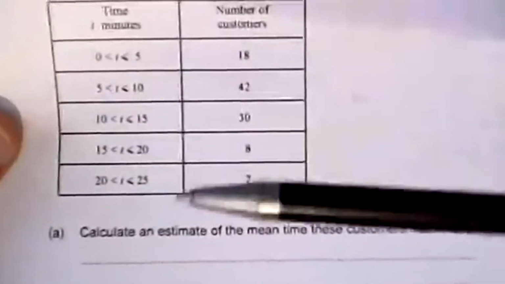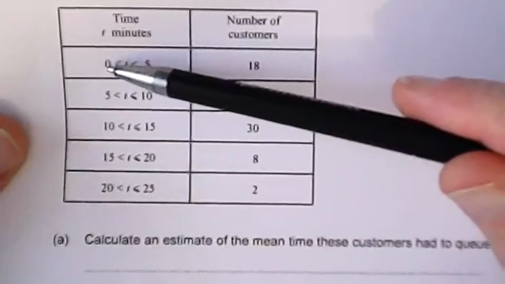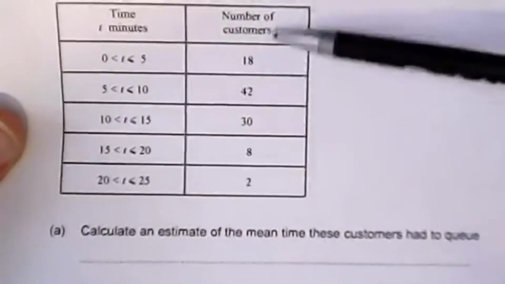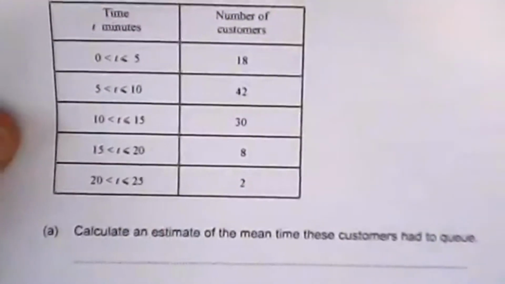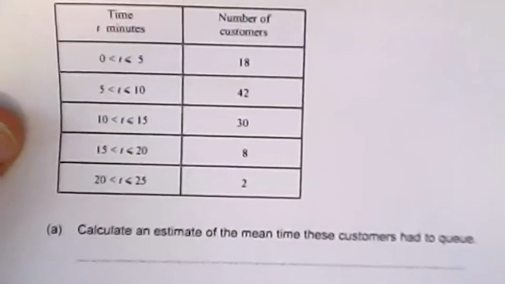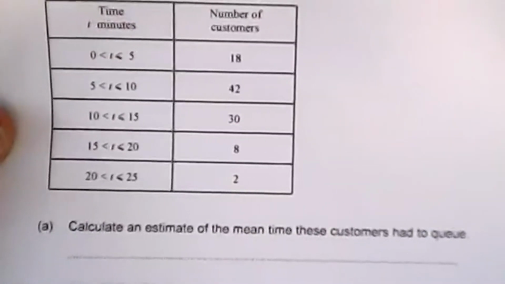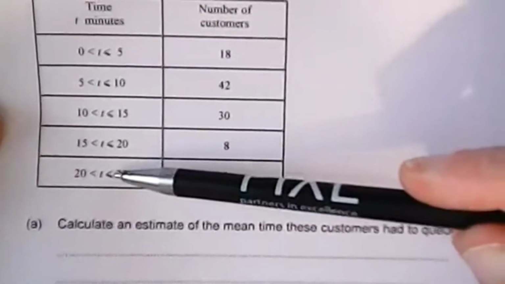So let's have a close look at this question. As you can see, we've got an interval of time between 0 and 5. And what we're saying is that 18 people out of a survey of 100 spent between 0 and 5 minutes queuing at the checkout.